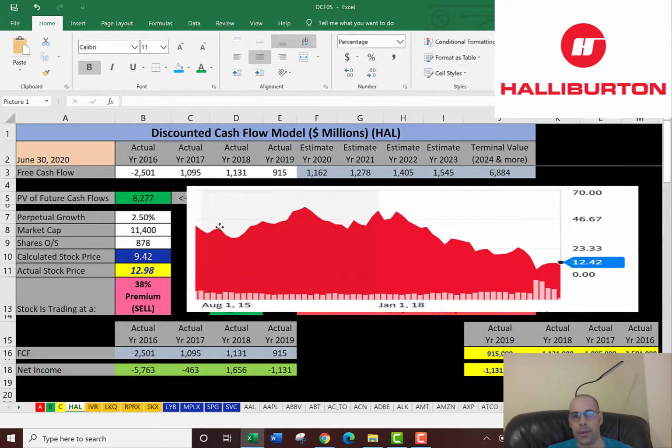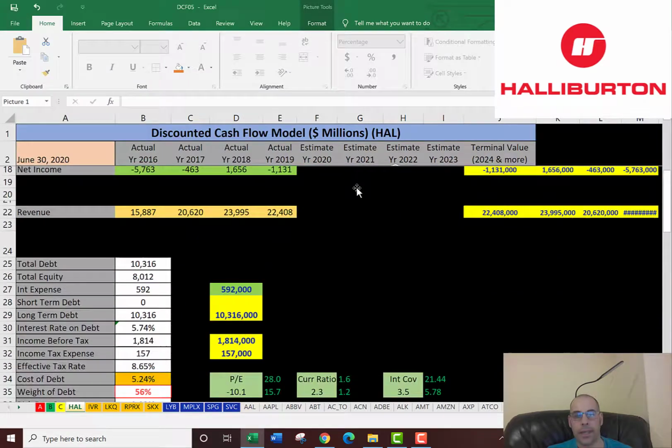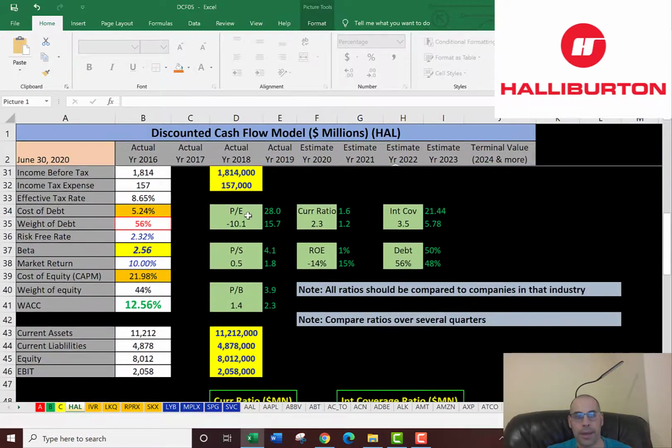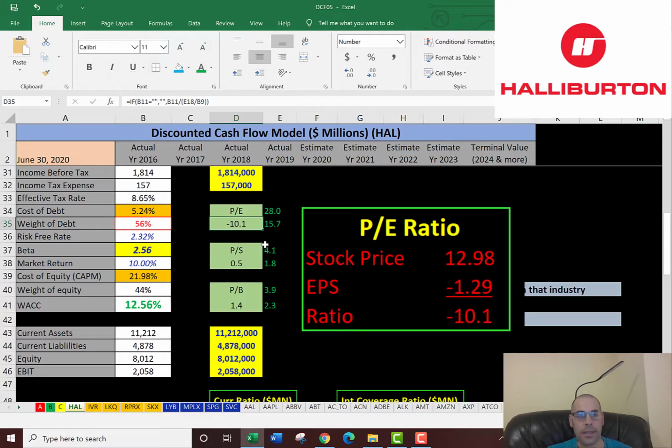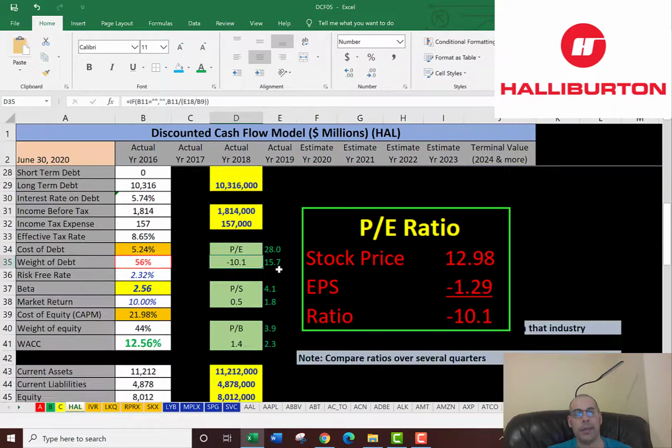Let's see the historical stock price. It looks like it was trading way higher in the 50s and 60s, but it's dropped quite a bit over the past year or so. Now let's look at their financial ratios, get some more information on the company. They have a negative PE since they have negative net income in 2019. It's not giving us much information on that ratio.